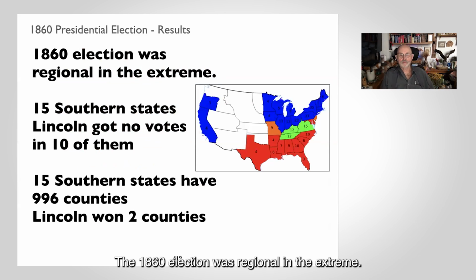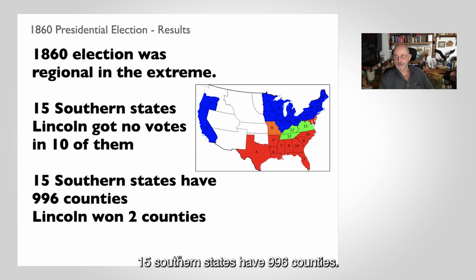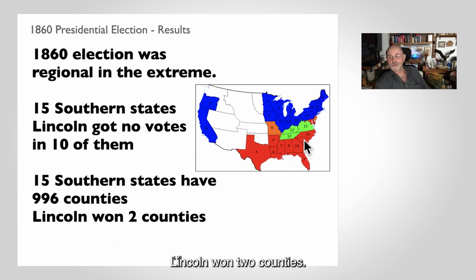The 1860 election was regional in the extreme. 15 southern states. Lincoln got no votes in 10 of them. Can you imagine that? A major candidate, 10 states, he receives 0 votes. 15 southern states have 996 counties. Lincoln won 2 counties in the South. Amazing. I mean, it's regional. Blue in the North, red in the South.